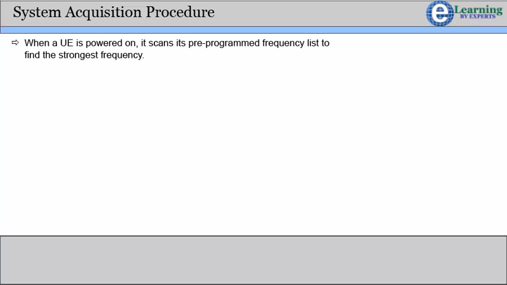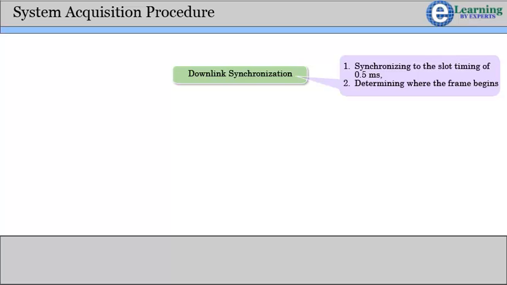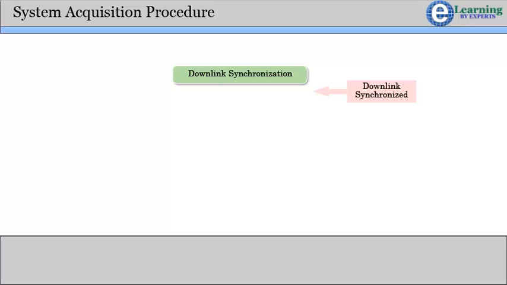When a UE is powered on, it will scan its pre-programmed frequency list to find the strongest frequency. Then it will go through the system acquisition procedure steps. The first step is synchronizing to the downlink transmission of a cell. There are two parts of downlink synchronization: 1. Synchronizing to the slot timing of 0.5 milliseconds, and then 2. Determining where the frame begins. Once downlink synchronization is complete, the UE will be able to read downlink data from the cell.